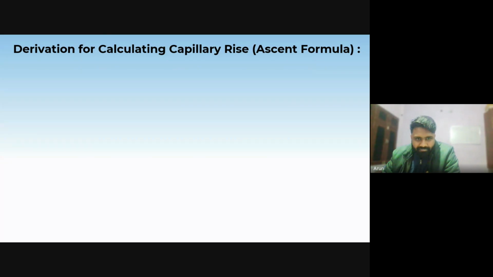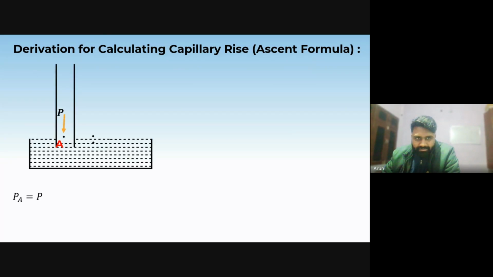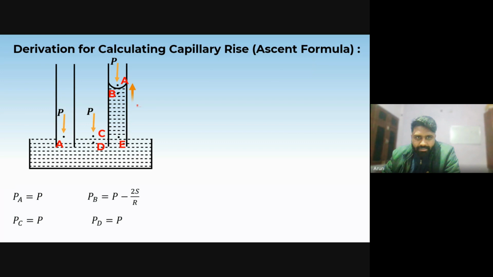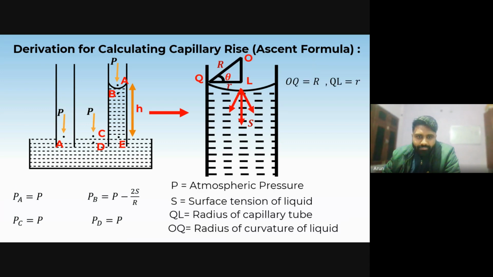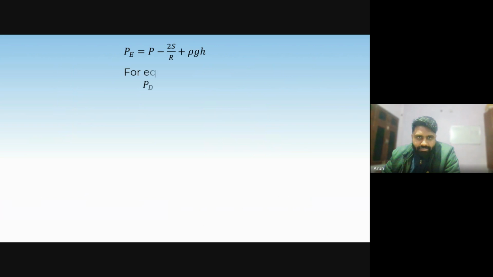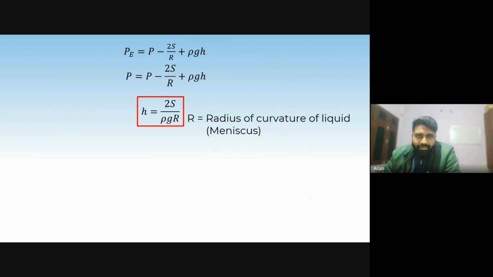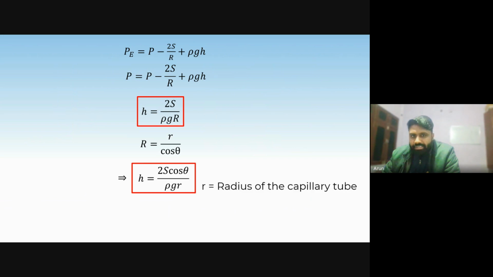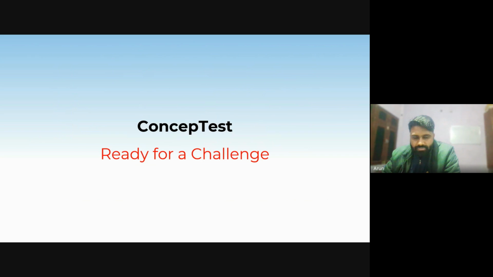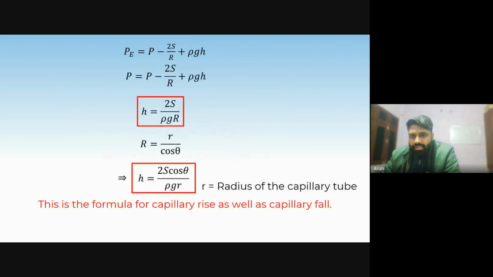Now, the same thing has been done here, but it makes you feel complicated, so I have done it in a simpler way. The same formula we are going to derive here, which is 2S cos theta upon rho g r. So the same formula you can use for capillary fall also.